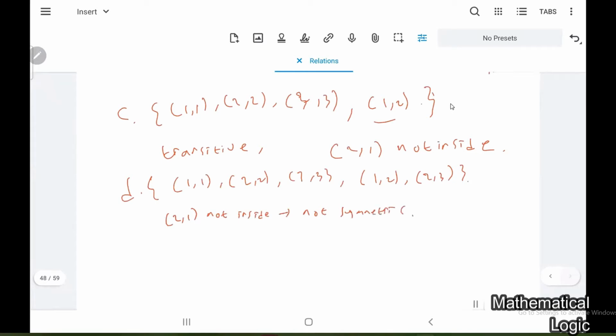And then when we see 1, 2, and then 2, 3 is there, right? But we have 1, 3 not inside, right? So this one gives you not transitive.